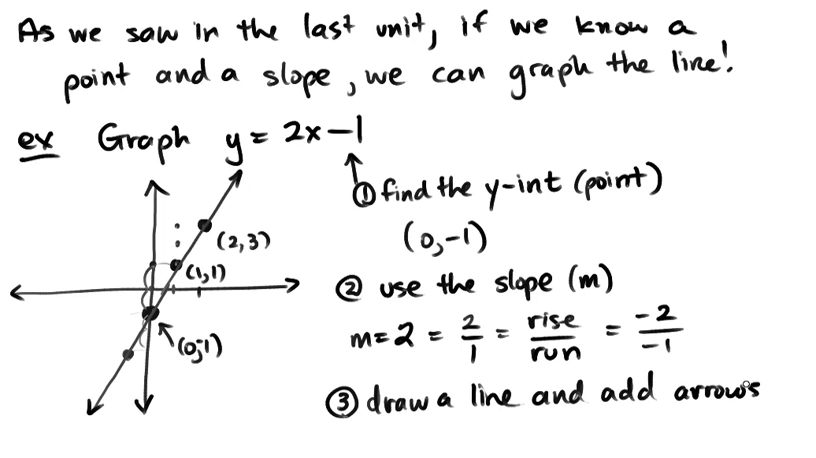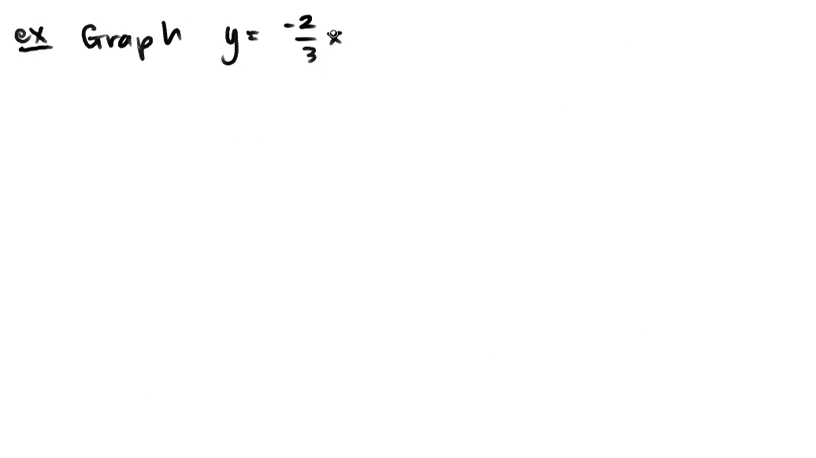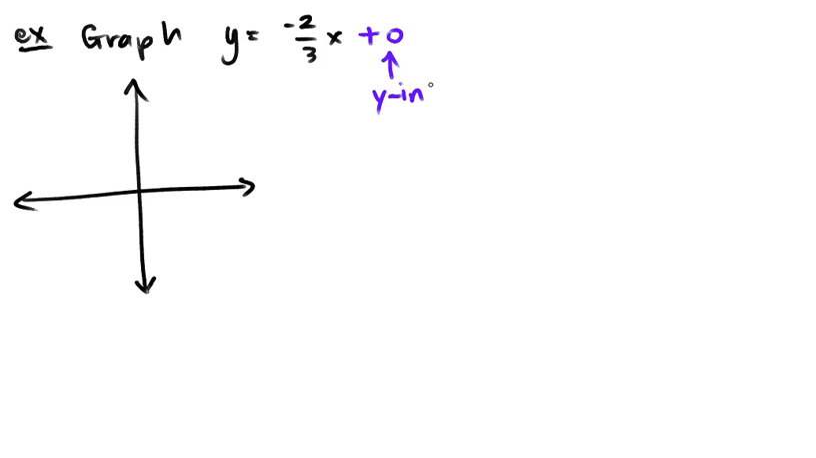Let's take a look at one more example of this. So here we're asked to graph y equals negative 2/3 x. So again, start with your y-intercept. I'll draw this in blue. This is really plus 0. So there's your y-intercept. And plus 0 is right at 0.